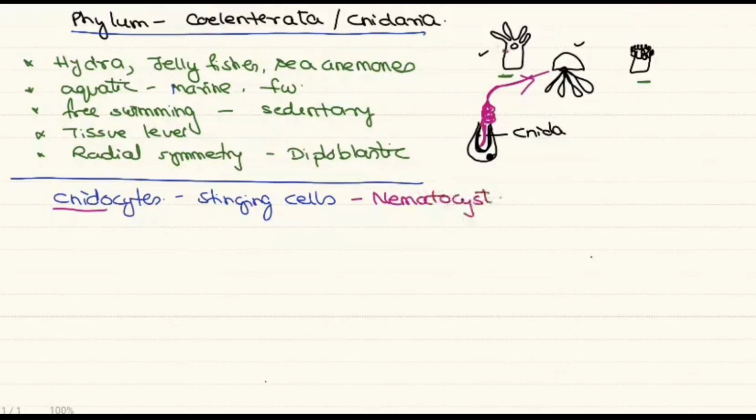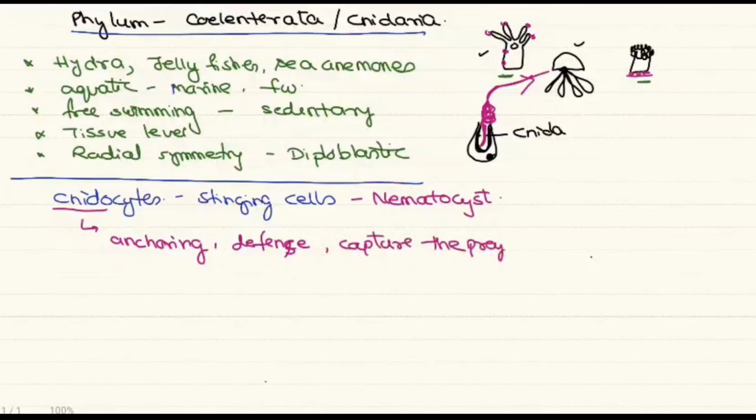These are mainly present on the body surface or on the tentacles. Use of the cnidocytes: the cnidocytes help in anchoring. They help in holding the lower surface, like in the case of sea anemones. These help in defense mechanism, that is the protection. So whenever the enemy attacks them, they can help in stinging and get the protection. And they also help to capture the prey. They can collect the food. Small insects can be collected with the help of the stinging cells.